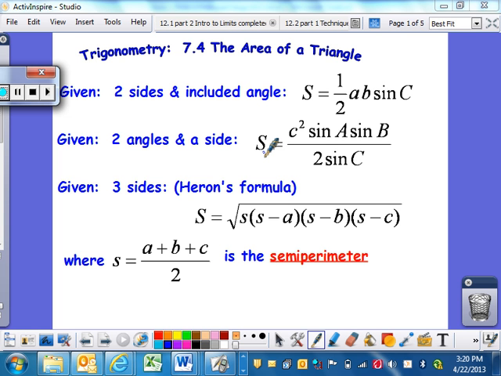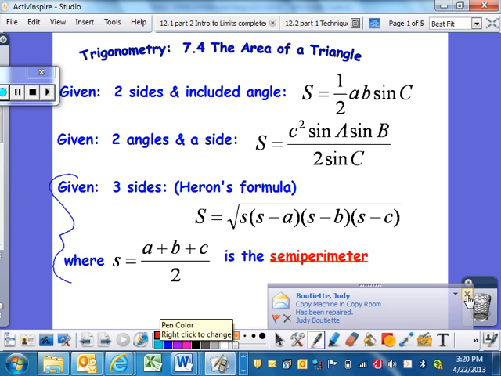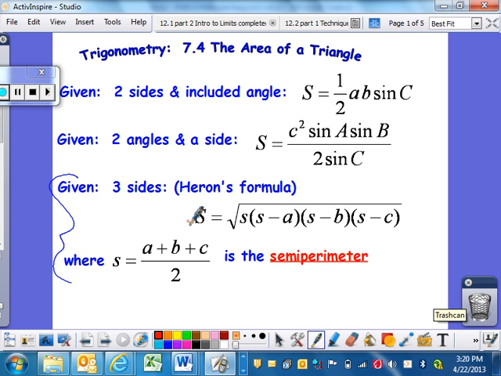So that's what you're going to have. They'll be available to you. Just know that this Heron's formula is literally both of those, okay? So we're going to tie all this together, and all these formulas are used based upon what we are given in a problem. So like this one, you need all three sides, okay?